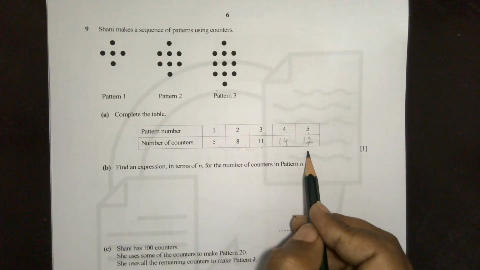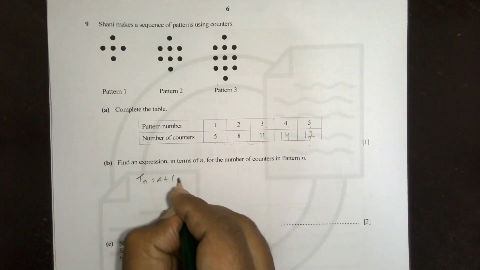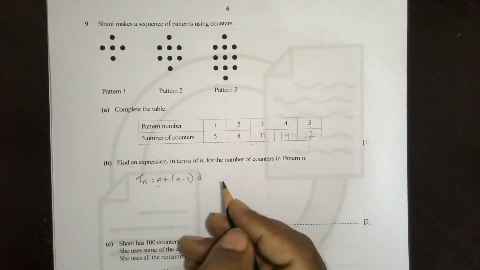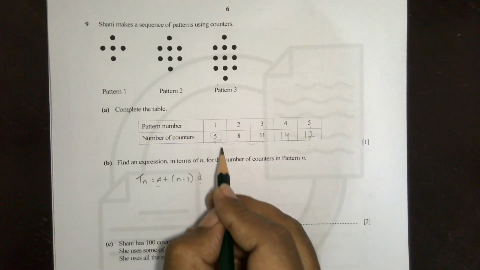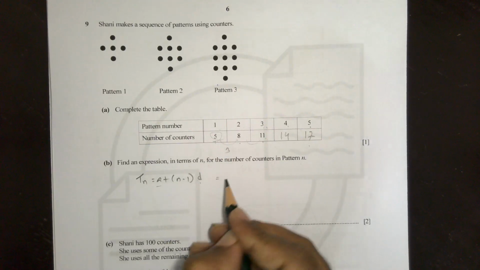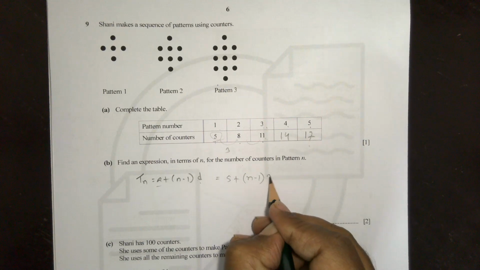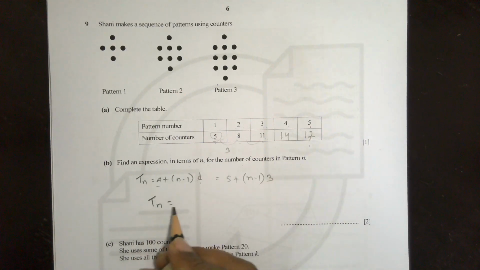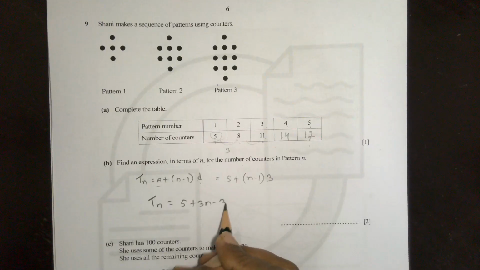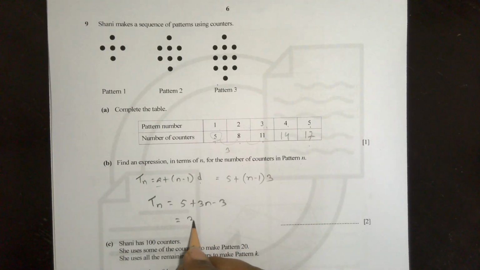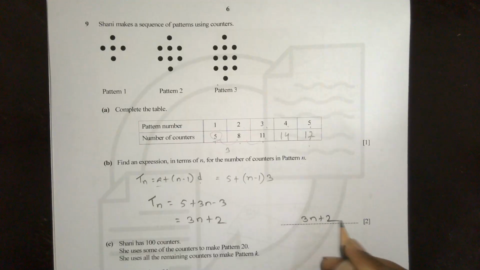This is an arithmetic progression. We know that Tn is equal to a plus n minus 1 times d, where a is the first term of the series, which is 5. d is the common difference of the series, which is 8 minus 5, that means 3, right? So it will be 5 plus n minus 1 times 3. So I will have 5 plus 3n minus 3. So eventually I'm getting 3n plus 2. So the answer is 3n plus 2.